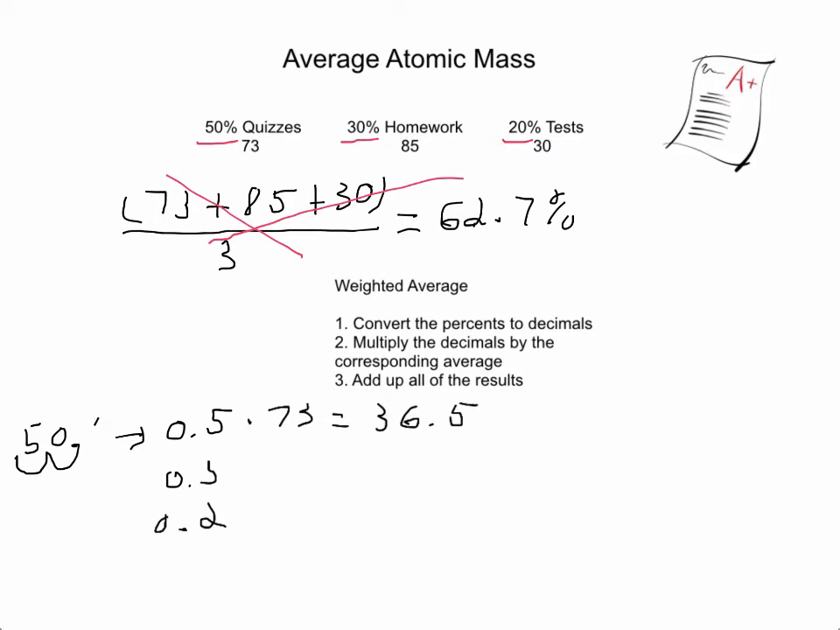We're going to do that for the 0.3, so 0.3 times 85, and we get 25.5. And then we'll do that for the 0.2, so we'll multiply by 30. And we do that, we end up with 6. And when we add up all those numbers, we end up with an average of 66.345.